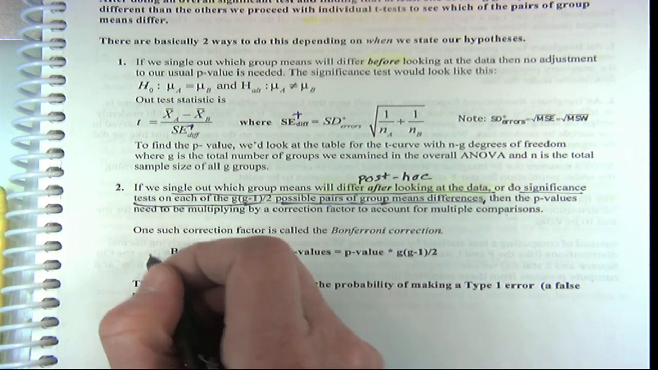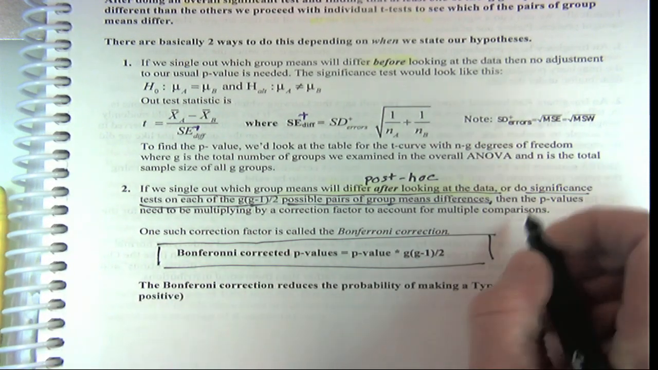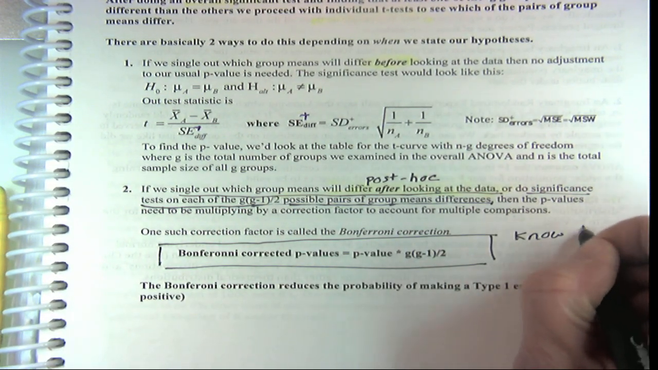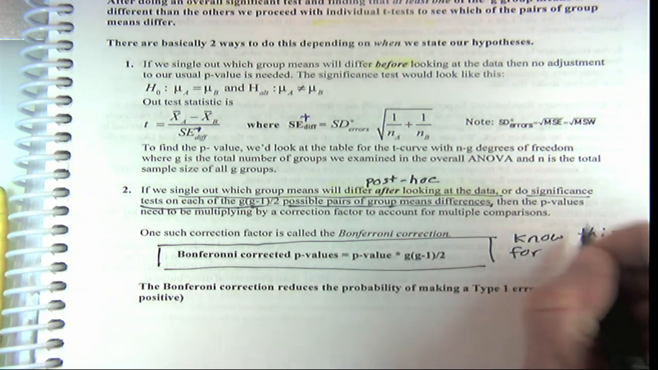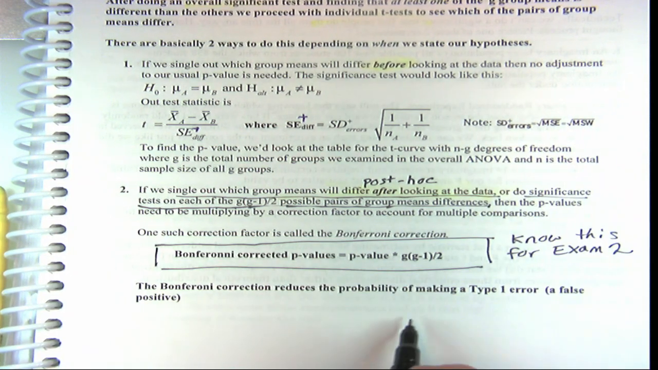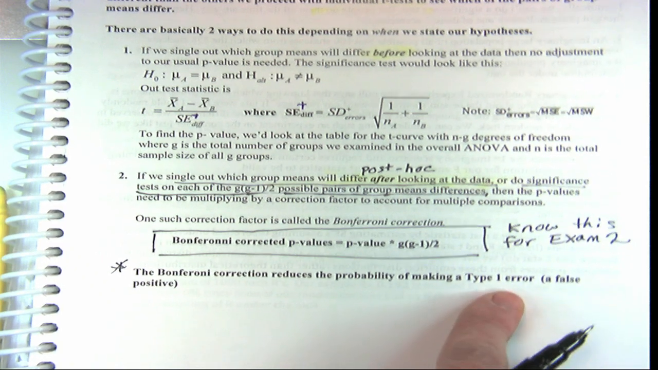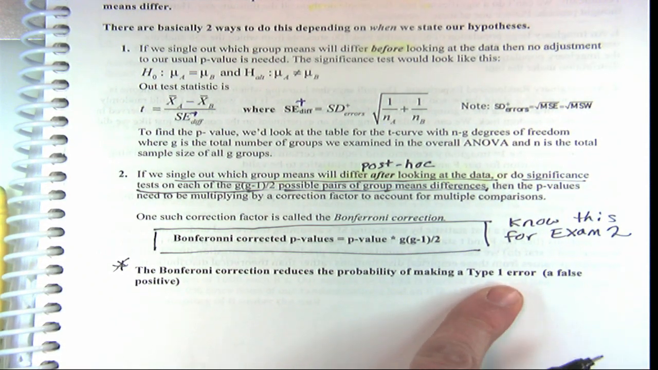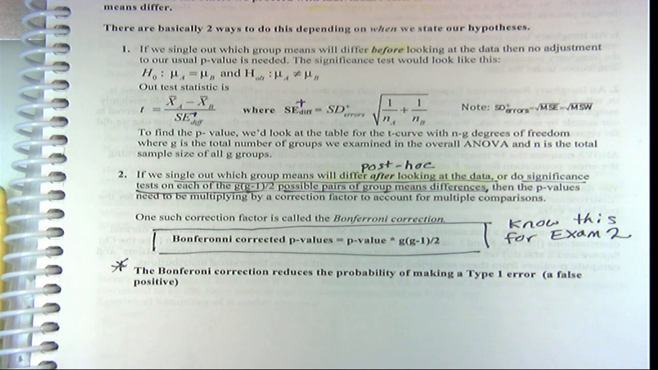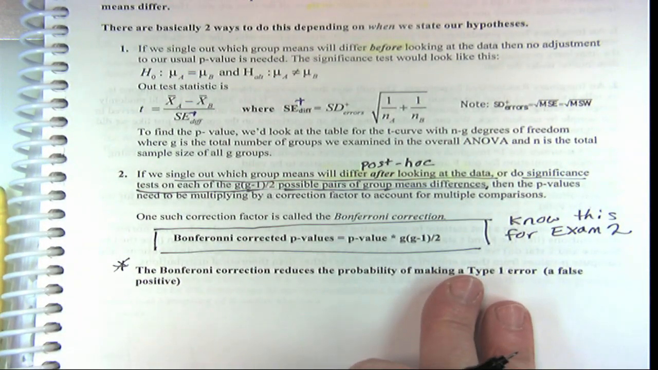And here it is. This will not be given to you, and you have to know this. And what does it do? It reduces the probability of making a type 1 error, of claiming it's 5% significance when really 40% of the time you're going to see a difference that big if you look through all 10 comparisons. Okay? So that's the idea.